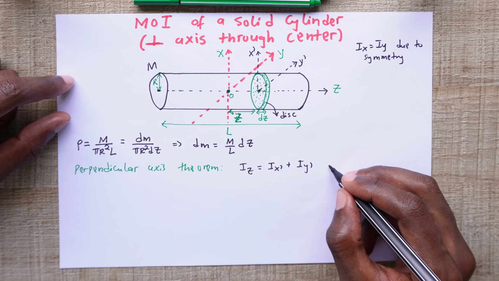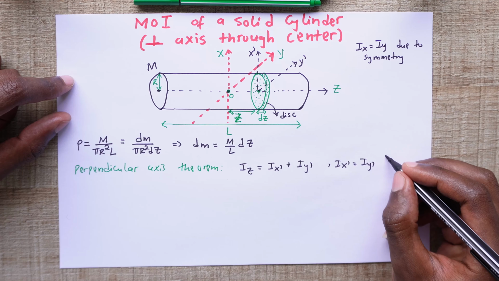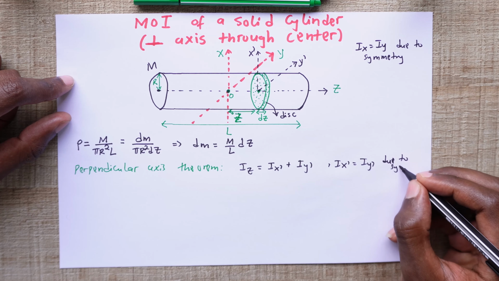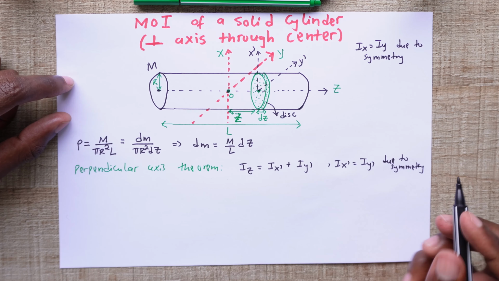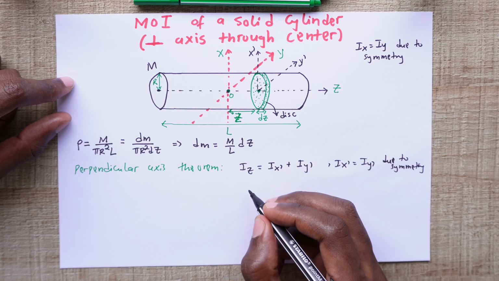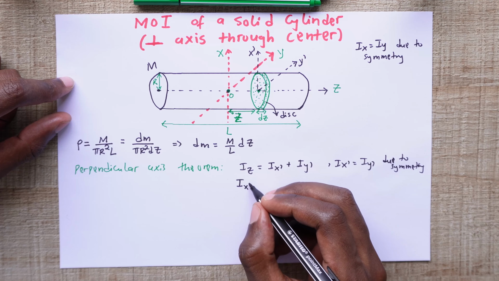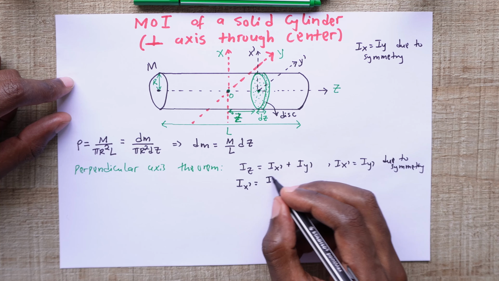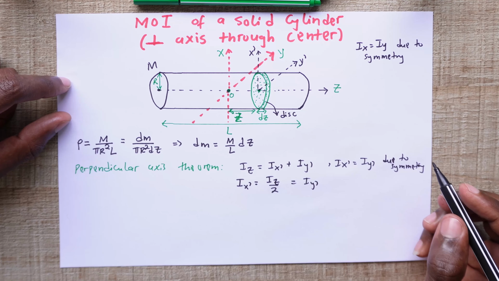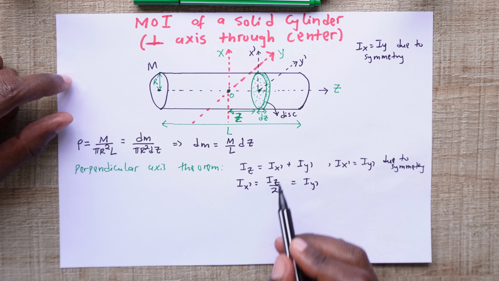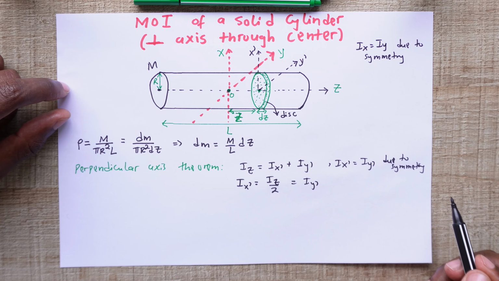That being said, Ix prime has to be equal to Iy prime, again due to symmetry. So we can already see here that Ix prime is going to be Iz over 2, and this is also equal to Iy prime. Hope that's clear, because Ix prime is Iy prime, so they are both equal to Iz over 2.